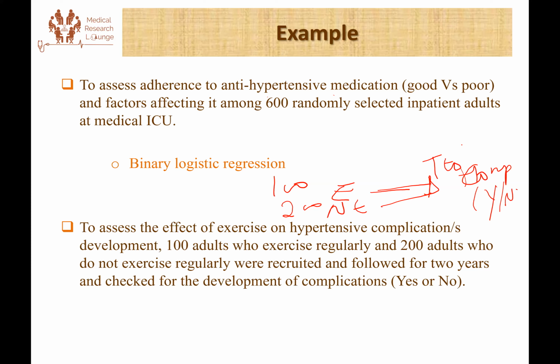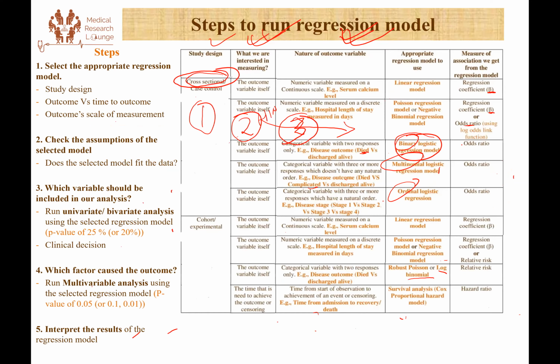So in this case, what we're going to check is we have a prospective cohort study design. We're studying the outcome itself. Okay, and then we have a categorical variable with 2 responses. Then the appropriate regression model to use is the robust Poisson regression model. When the assumptions or the basic reasons for using this model are not fulfilled, we can use the log binomial regression model. Here, there is a very interesting thing.